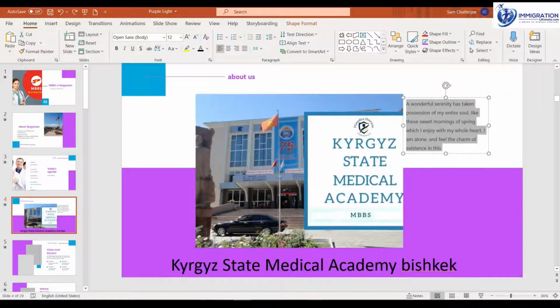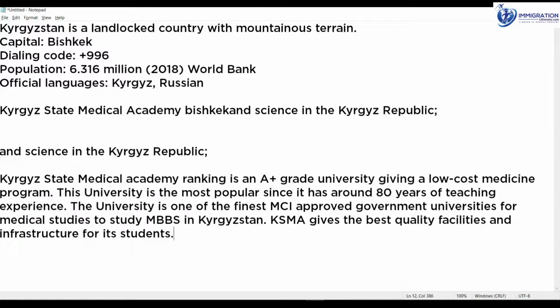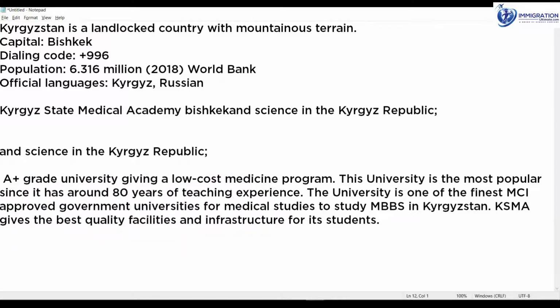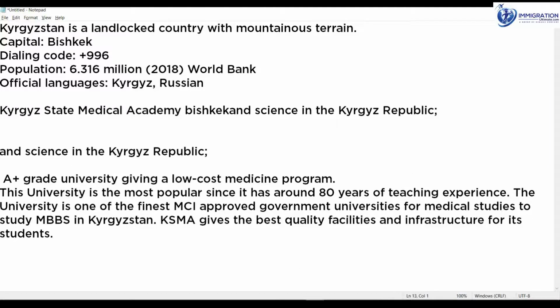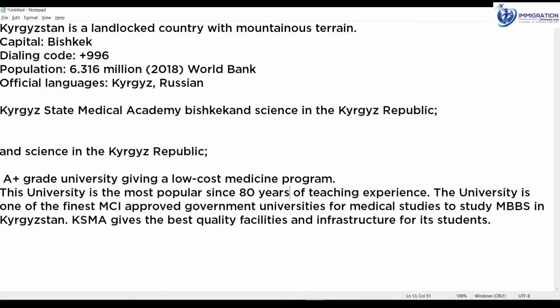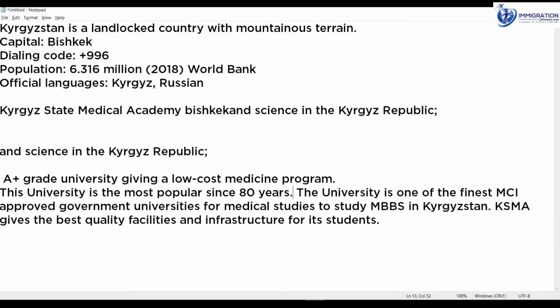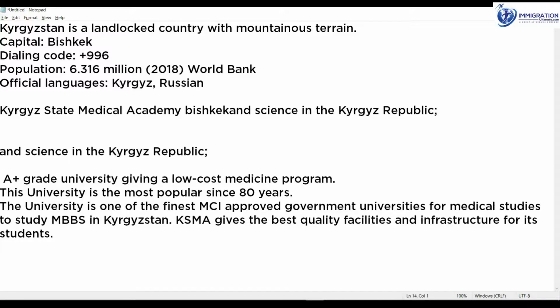So to avoid this, we can put this thing up in the Word format. Here we can align it as per our choice. So we don't need all of that. We start with the A grade university with low cost medicine. This university has been the most popular since 80 years. Let's stop. 20%. Focus on 20% of not too much information. The university is one of the finest MCI approved government universities for medical studies.